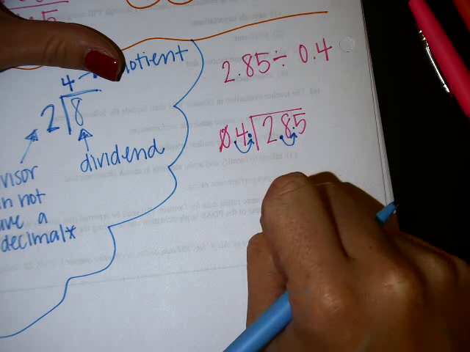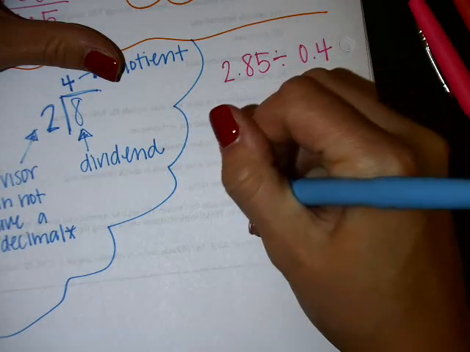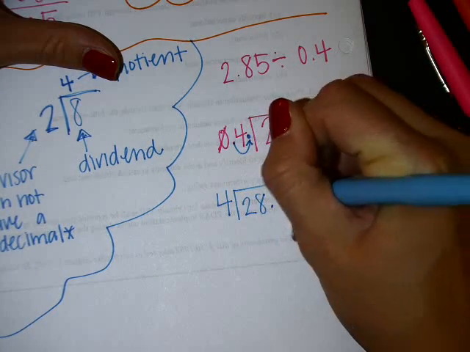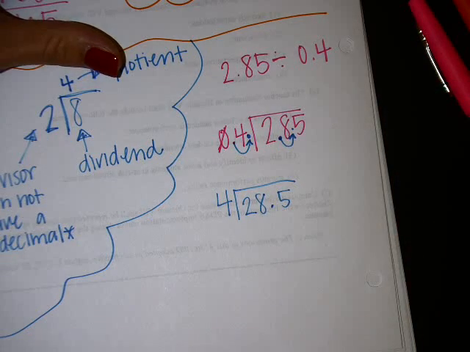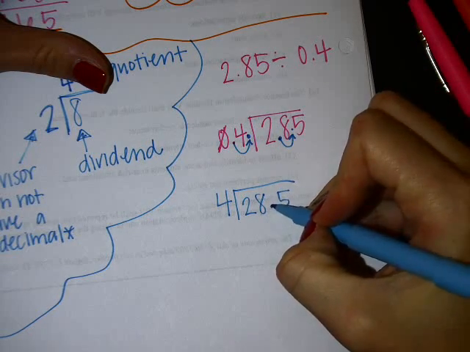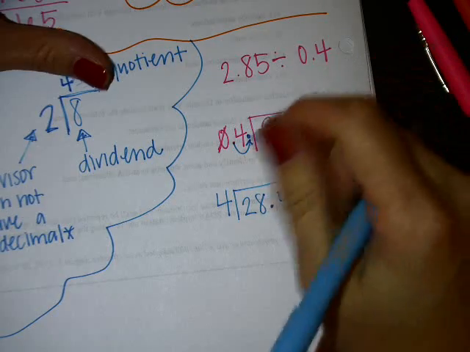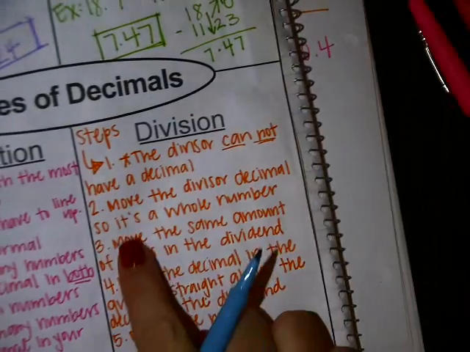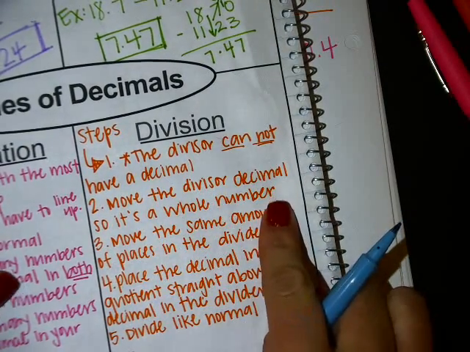Okay, you can have a decimal in here. It's not moving it there and moving it there. It's you move it here to make this a full or a whole number, and however many times you moved it here is how many times you move it there. So this has become 4 out there, and this is a 28.5. Okay, again, you can have a decimal inside your house.